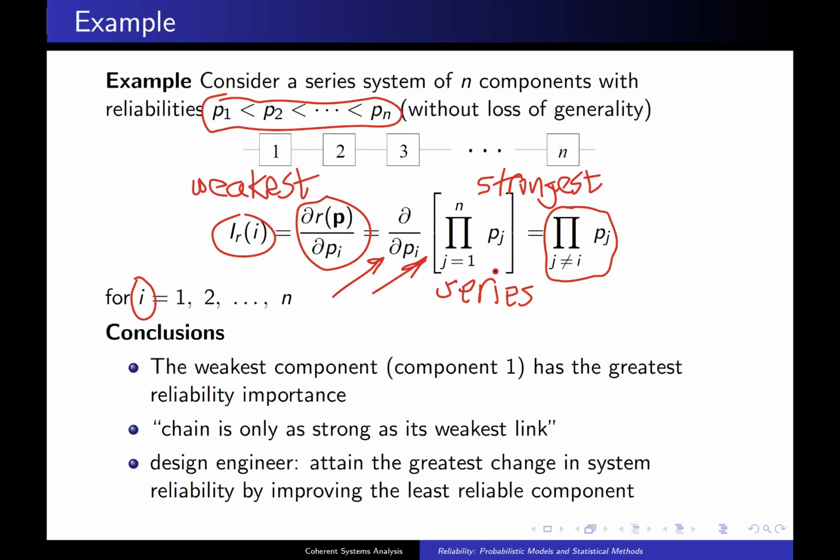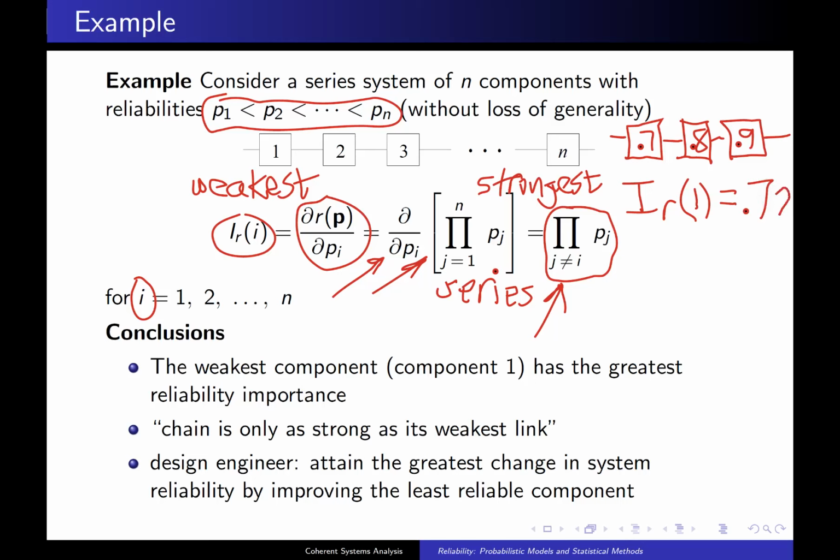Now here is a quick, easy example. If we have 3 components, and rather than putting their component numbers in here, I'm just going to put their reliabilities. And I'm following the assumption here, which says put the weakest component as the first component and put the strongest component as the last component. If I want to find R sub i of the first component, that is, the reliability importance of this first component, what this formula tells me to do is just multiply the reliabilities of the other two components. So 0.8 times 0.9 is 0.72, and that's the reliability importance of the first component.